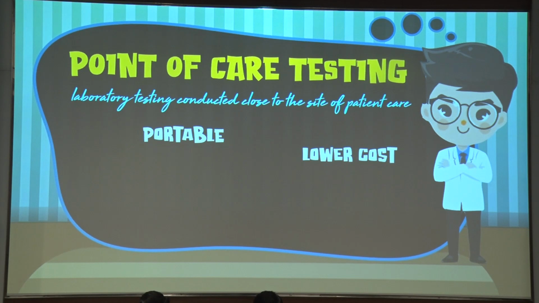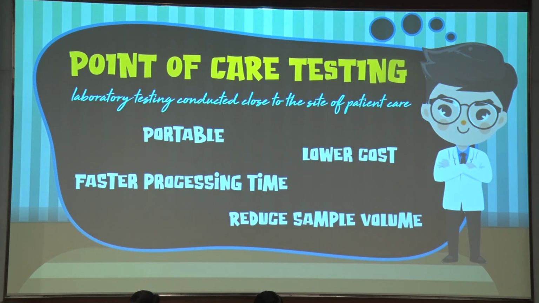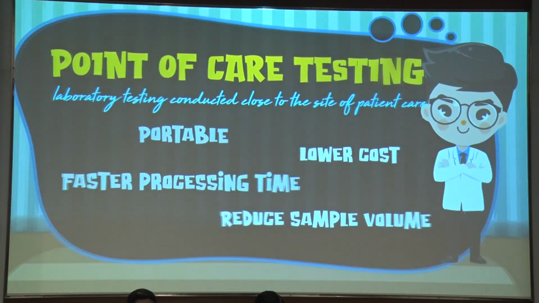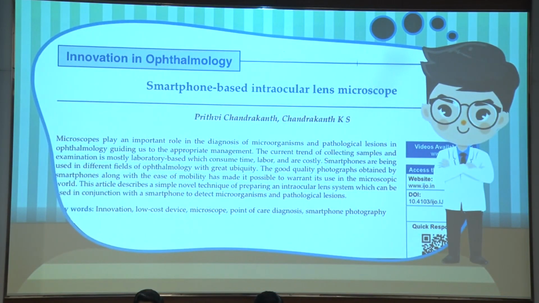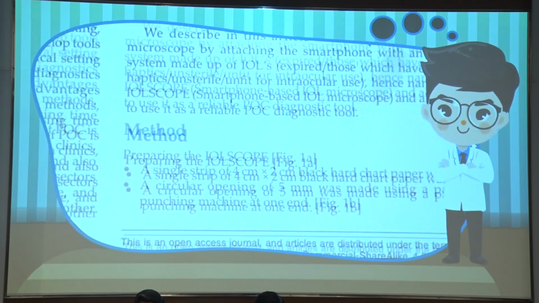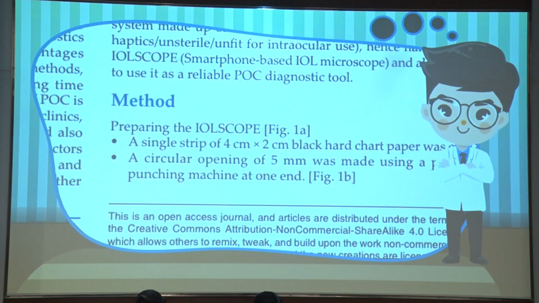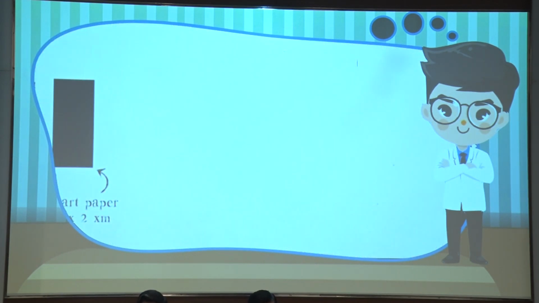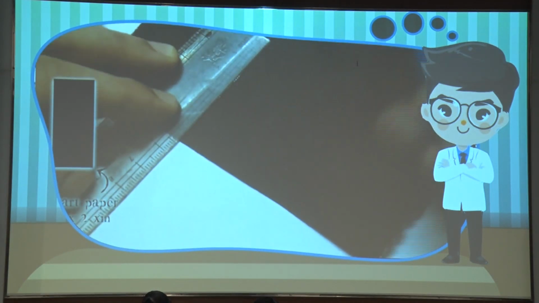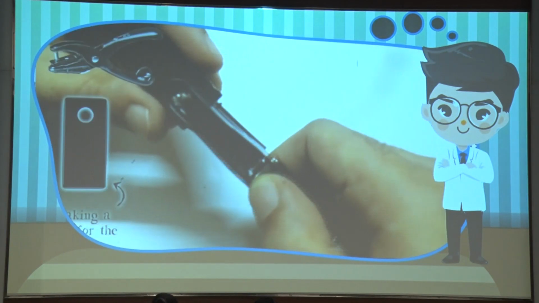And that is where we need a point of care testing where it can be portable, lower cost, have faster processing time, and also reduce the sample volume. That's when we found IOLscope, an intraocular lens based microscope, a perfect innovation tool made with minimal resources for point of care diagnosis, especially for cases like corneal ulcer.